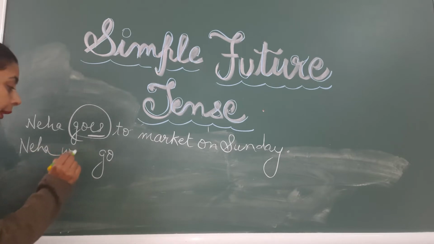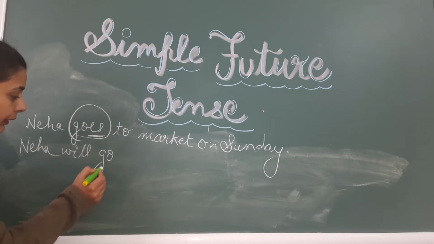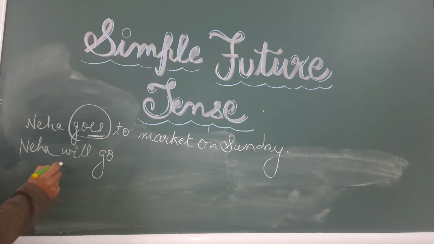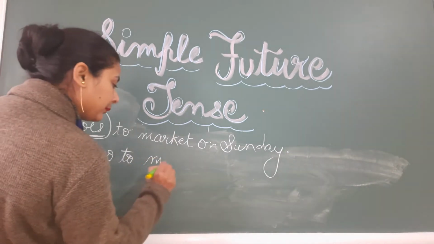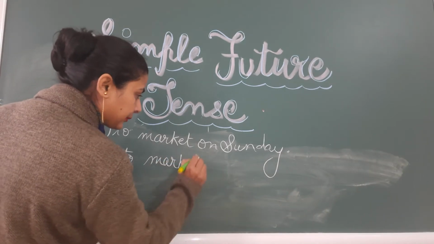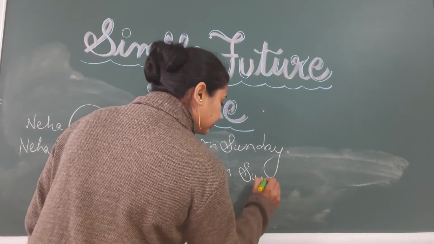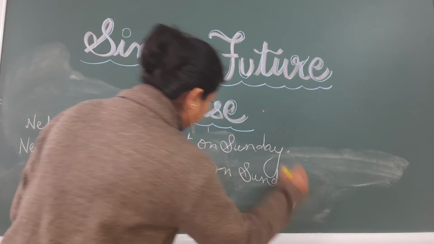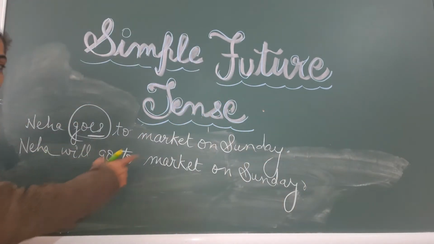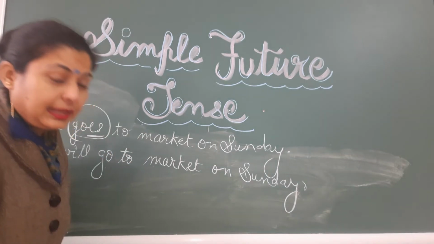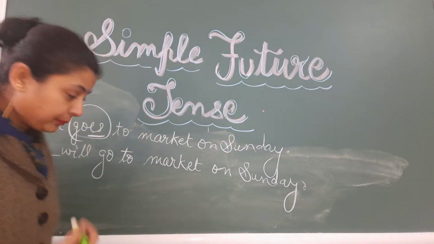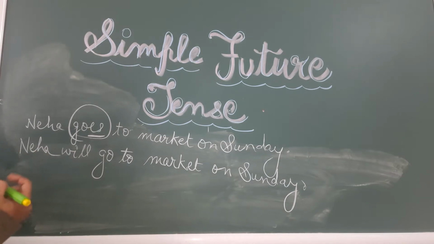Neha will go. हम क्या करेंगे? verb से पहले will add कर देंगे. Neha will go to market on Sunday. Alright, it means कि नेहा संडे को मार्केट जाएगी. It is the possibility. Alright, now if we want to form a negative sentence, what will we do?